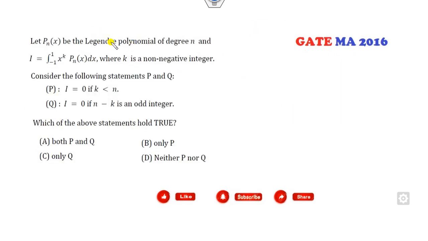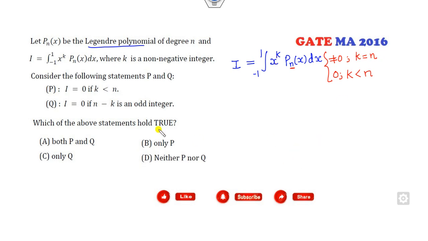Look at the next one. Pn is my Legendre polynomial of degree n. n is not given. Now the integral from minus 1 to 1 of x raised to power k times Pn(x) dx, this is my I, where k is a non-negative integer. Which of the following statements are correct? As I told you in the earlier tips, whenever the polynomial is of degree k less than n, what is the answer of this? It is always 0, and it is non-zero whenever k is equal to n. So if k is less than n, it is always 0. So that means this is my correct statement.